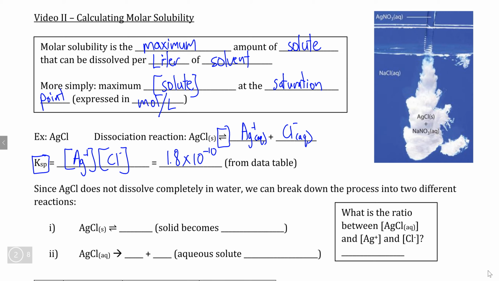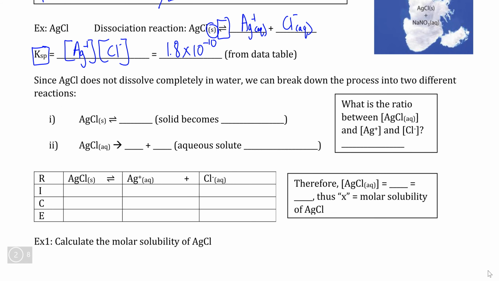Now, one of the confusions when calculating molar solubility is that what we're looking for is the concentration of a solute, but our solute in undissociated form is written as a solid. So why is this the case? Well, in every dissociation reaction, we can actually break it into two different steps. The first of which, where we go from the solid form of our precipitate simply to the aqueous form.